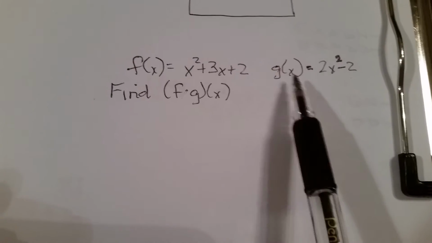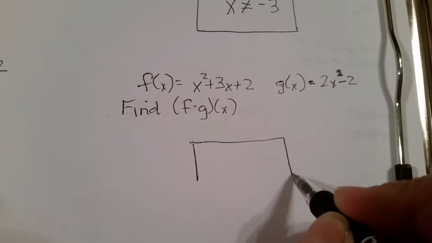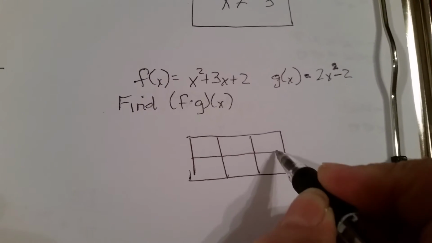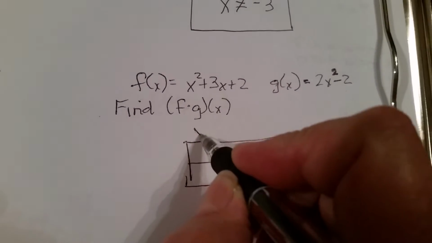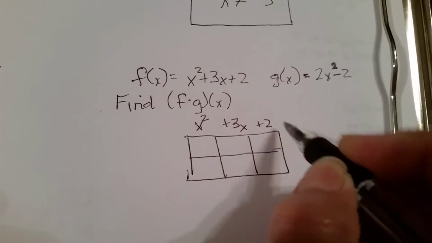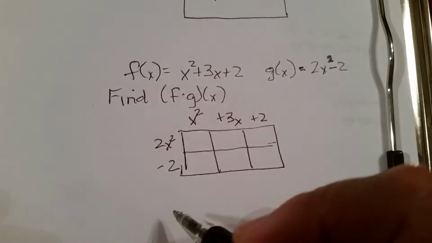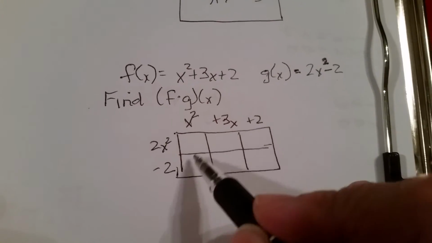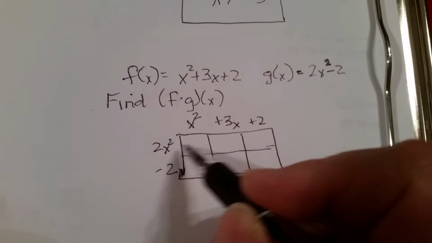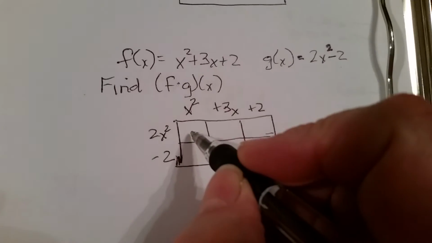Now we have 3 terms in one, 2 terms in the other. In this kind of situation, I really like to use a box because it helps us keep track of all of our terms. And so across the top, we're going to put the x squared plus 3x plus 2. And down the side, we're going to put our 2x squared minus 2. Now, if you've never used a box for multiplying or factoring before, it goes kind of like this. Everywhere the column meets the row, you're going to enter the product, just like you would in a multiplication chart.